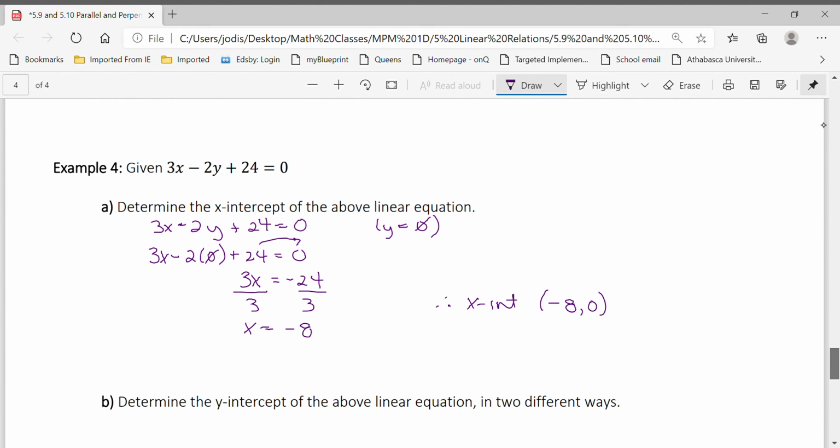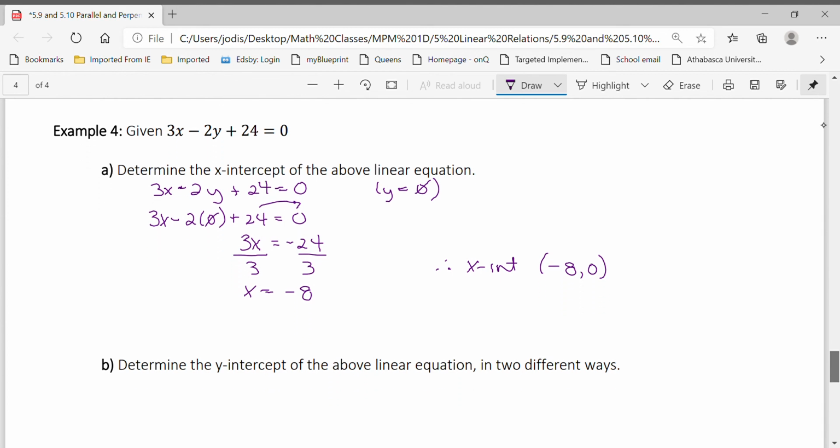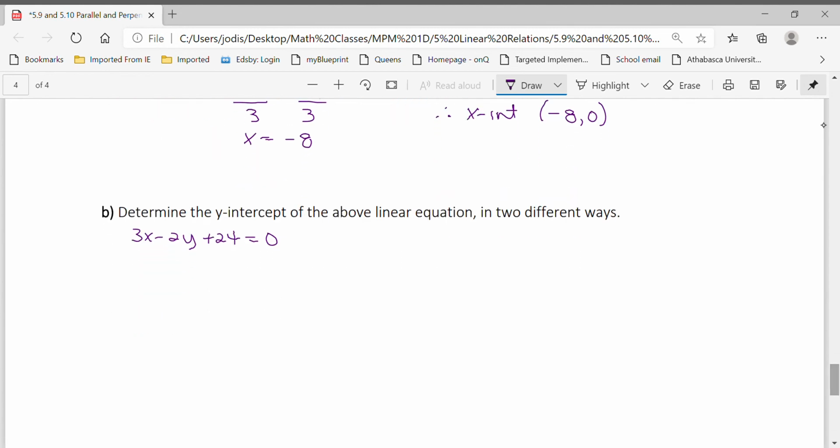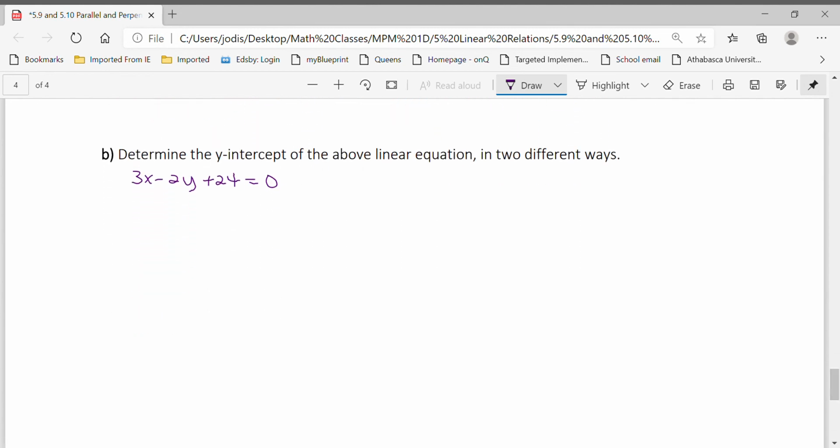Next, we want to determine the y-intercept of this equation in 2 different ways. So I need to write down my equation first so I can see it. The first way we could do just like we did up here, we could have x equals 0. So let's go ahead and try that way. We've got negative 2y, move this 24 over, make it negative, divide by negative 2, and y is 6.